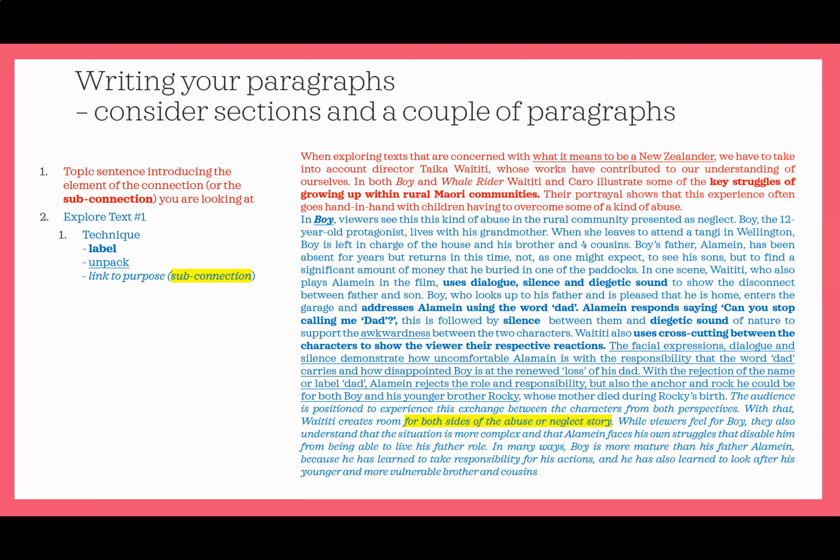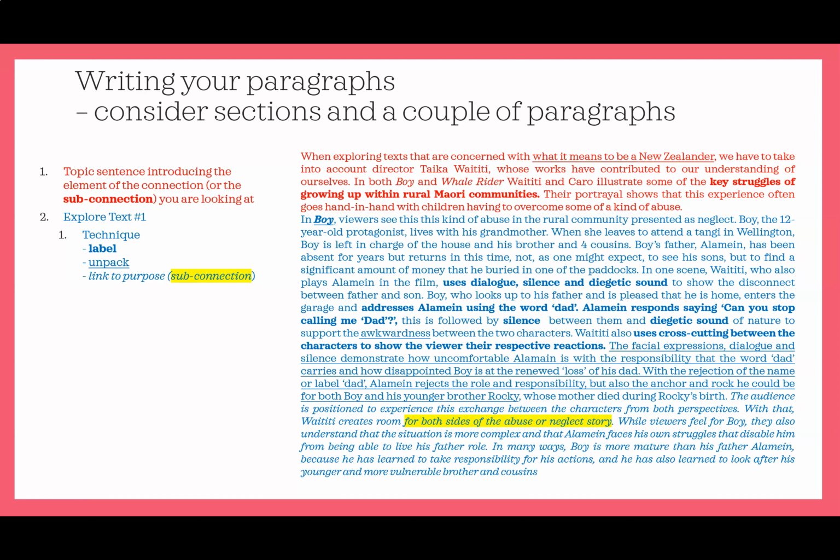The audience is positioned to experience this exchange between the characters from both perspectives. With that, Waititi creates room for both sides of the abuse or neglect story. While viewers feel for Boy, they also understand that the situation is more complex and that Elamein faces his own struggles that disable him from being able to live his father role. In many ways, Boy is more mature than his father Elamein, because he has learned to take responsibility for his actions, and he has also learned to look after his younger and more vulnerable cousins. Full stop at the end of that.